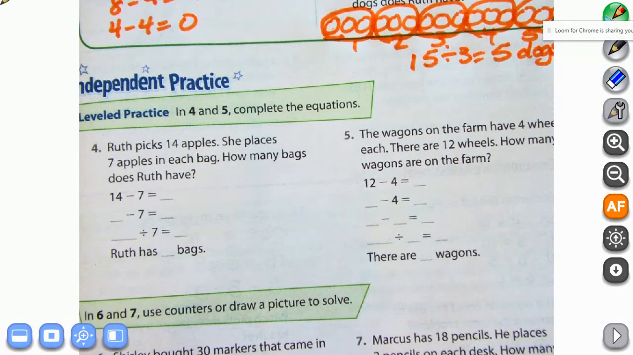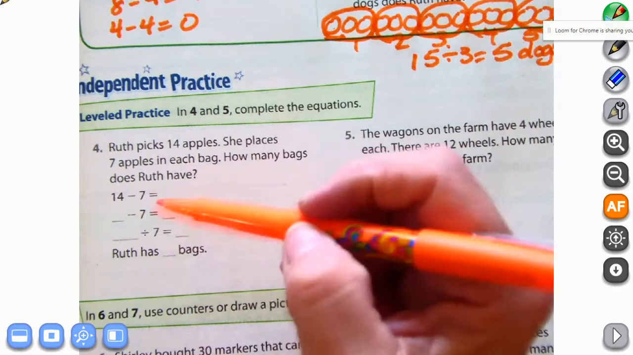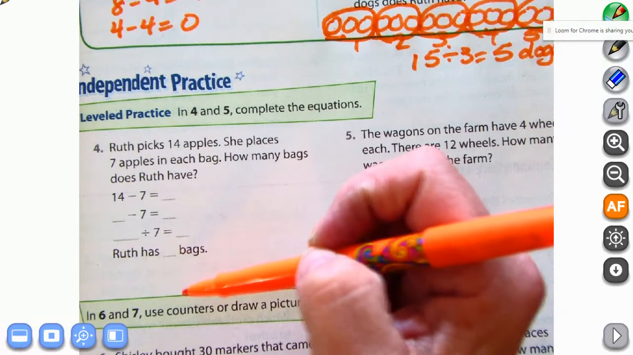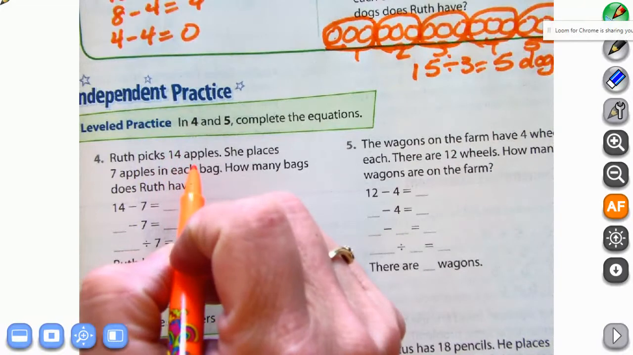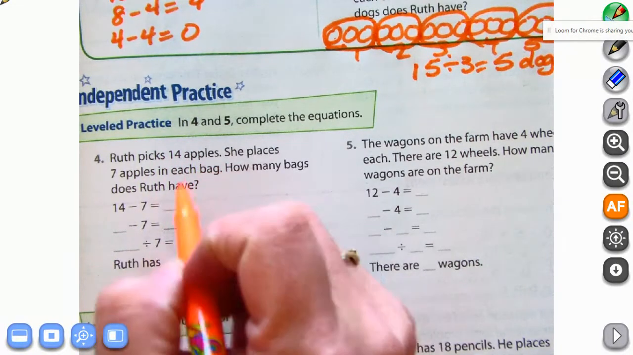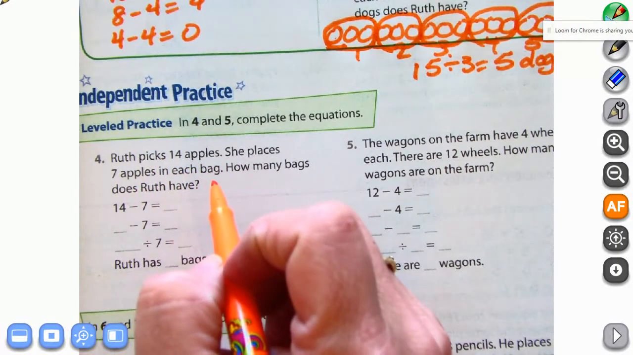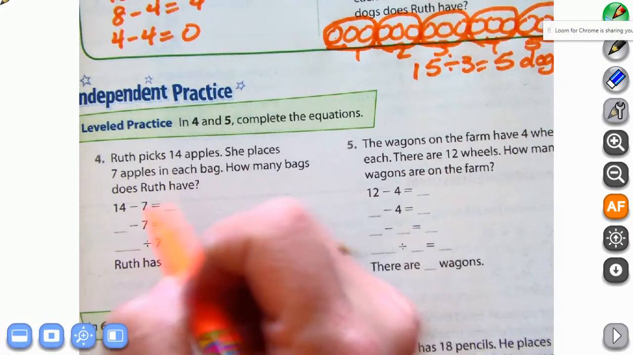Number 4 says complete the equation. So they've already started doing the repeated subtraction here, and we're just going to finish filling in the spaces. So Ruth picks 14 apples. She places 7 apples in each bag. How many bags does Ruth have?